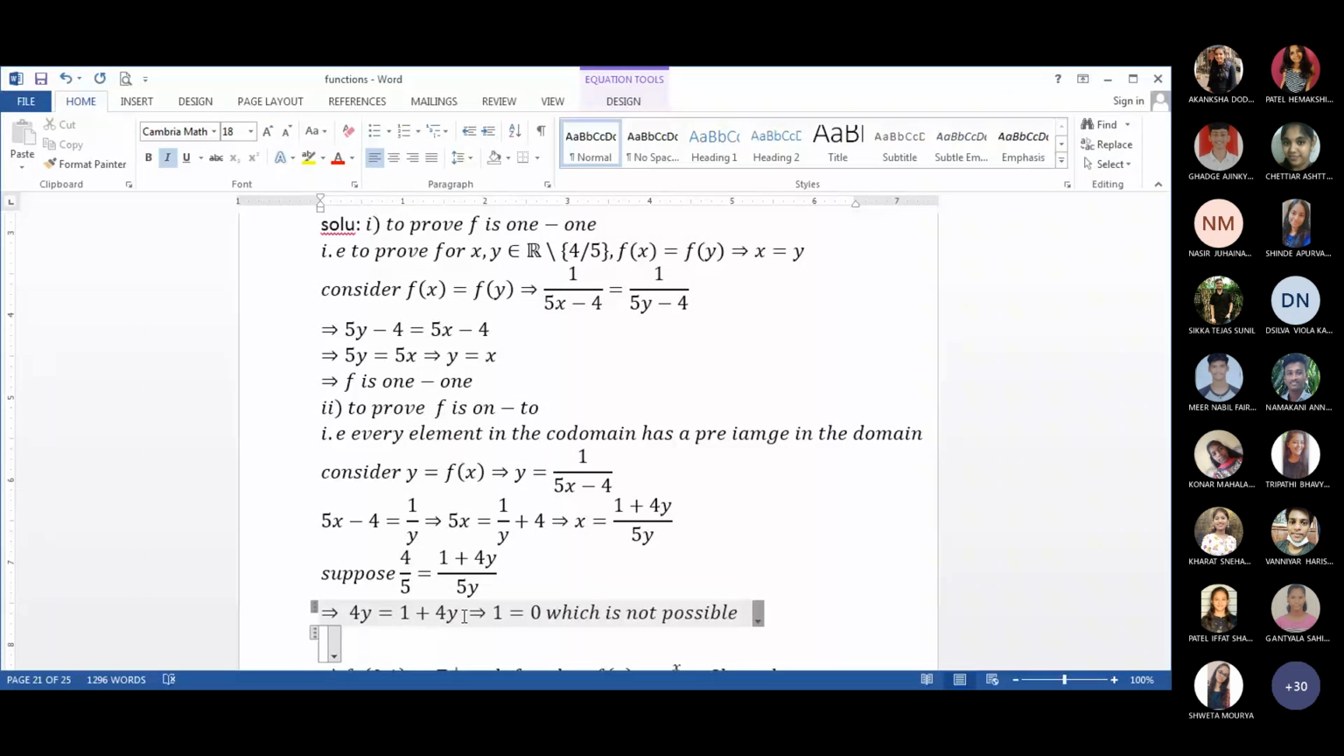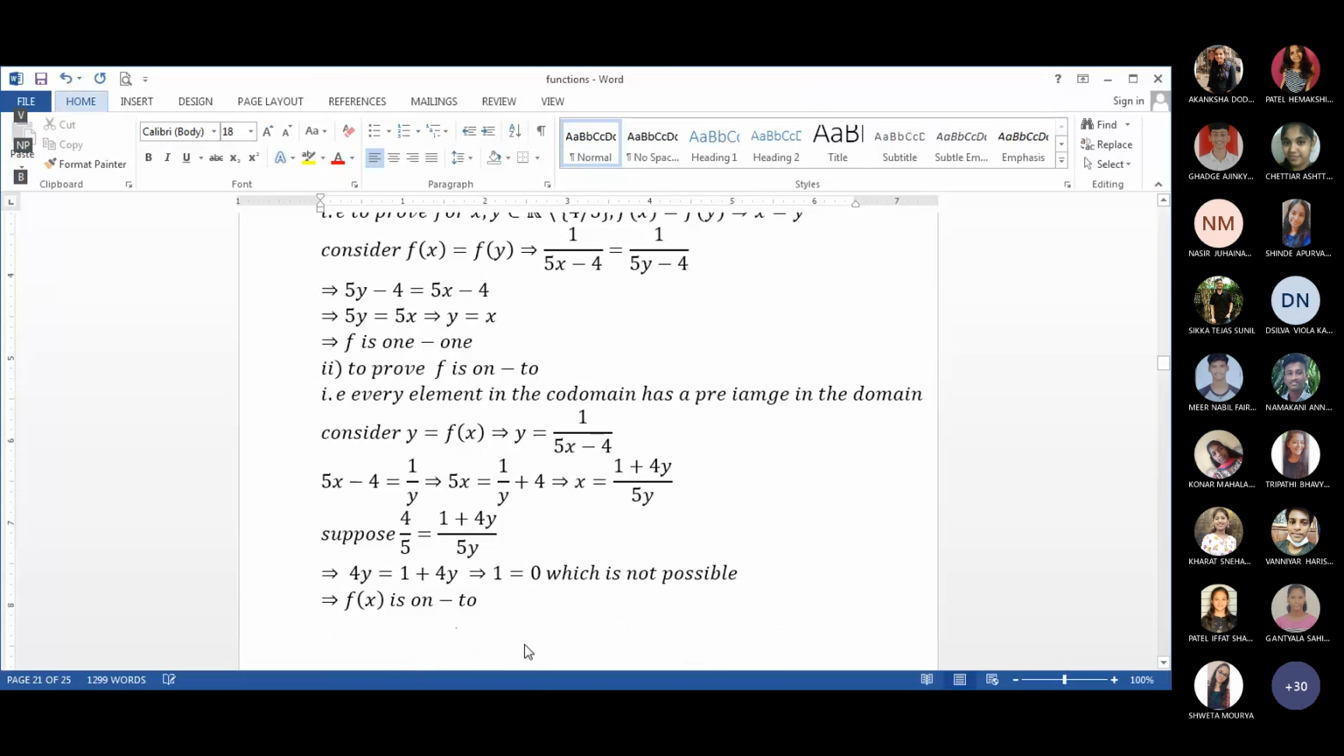That means for any value in the codomain जो मेरा x मिल रहा है वो कभी भी 4/5 नहीं होगा, because that is what is the problematic point जिसको हमने डोमेन में से डिलीट किया हुआ है. तो कभी भी 4/5 नहीं होगा. So this implies the function f of x is onto.